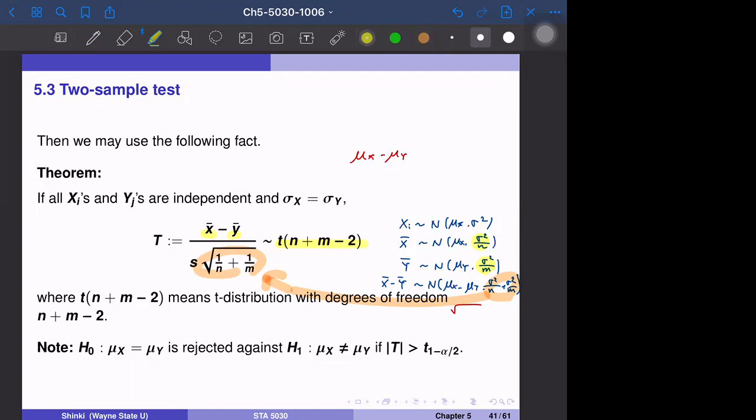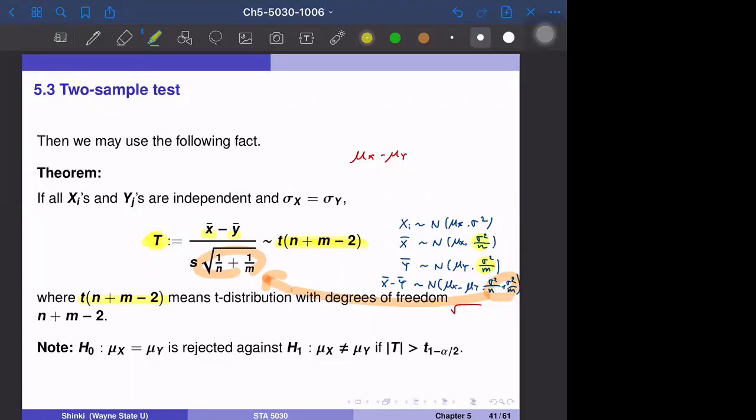To calculate s, we used x bar and y bar. To calculate s sub x square, we used x bar, so we lose 1 degree of freedom, and y bar the same. So we lose 2 degrees of freedom out of n plus m observations. So degrees of freedom is n plus m minus 2. We don't give an exact proof for this, but the t statistic follows this distribution.